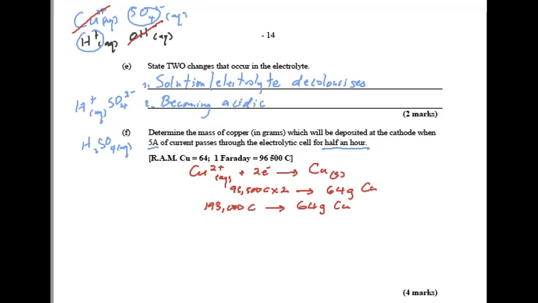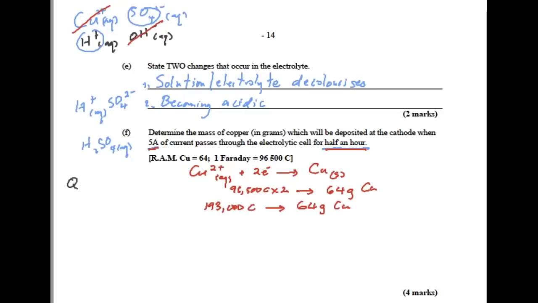That's our standard statement. Now we want to know the mass of copper that will be liberated when 5 amperes flows for half an hour. So we'll need to calculate what that is in terms of quantity of electricity.